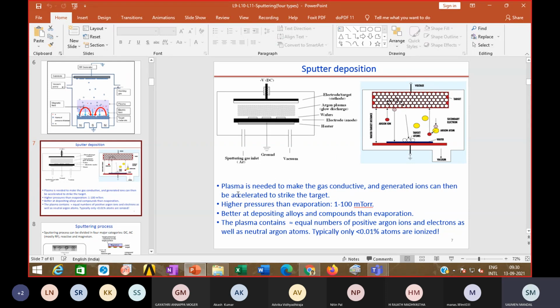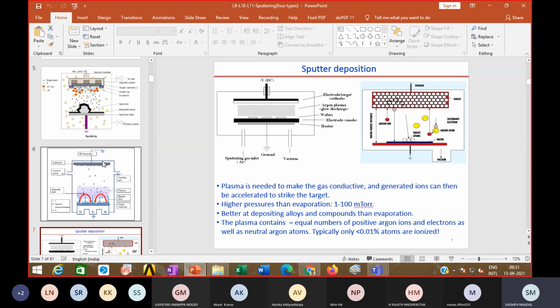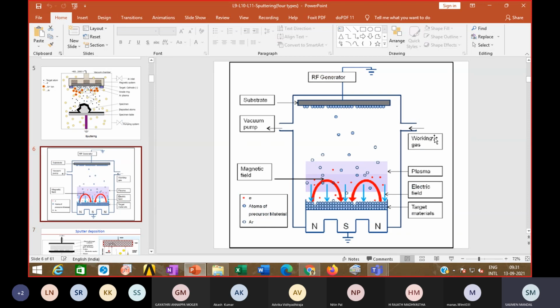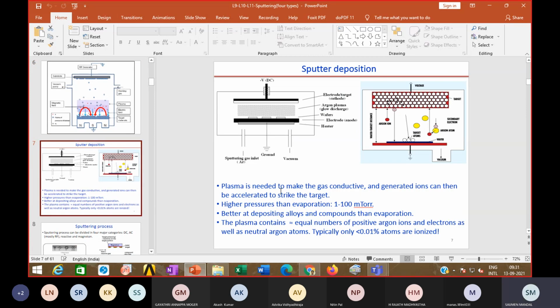So let's understand the sputtering process. The plasma is needed to make the gas conductive, and the generated ions can then be accelerated to strike the target. It operates at higher pressure than evaporation. Of course there will be slightly higher pressure, because as I told you, after reaching sufficient vacuum, you need to pass the working gas. When you pass the working gas, some pressure will rise. So higher pressure than evaporation, and it is better at depositing alloys and compounds than evaporation.